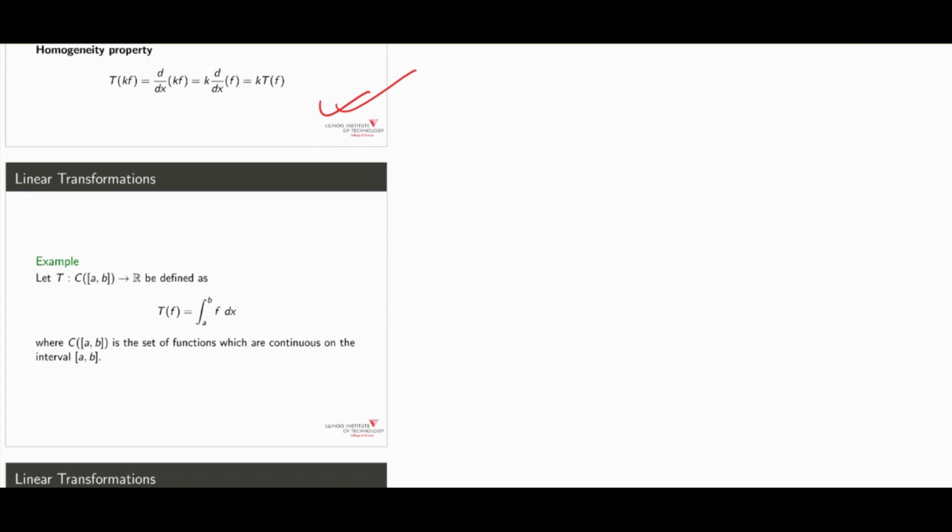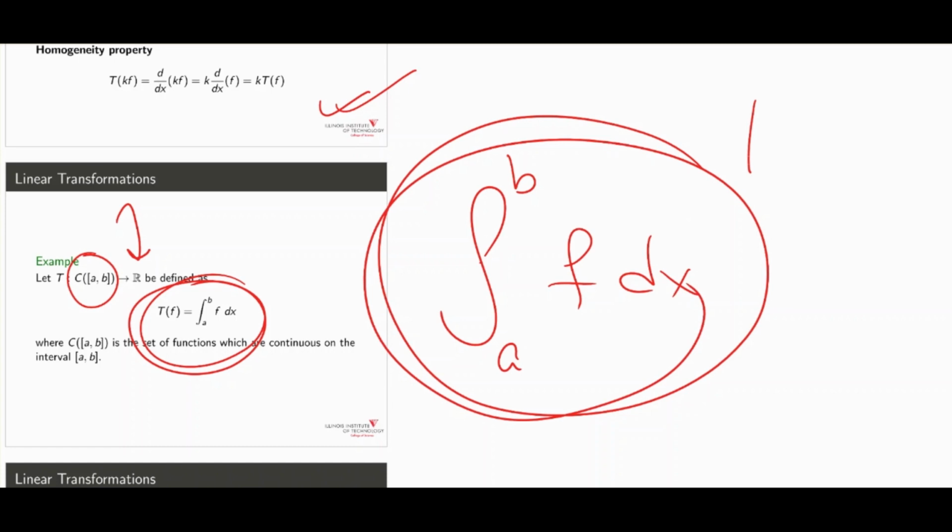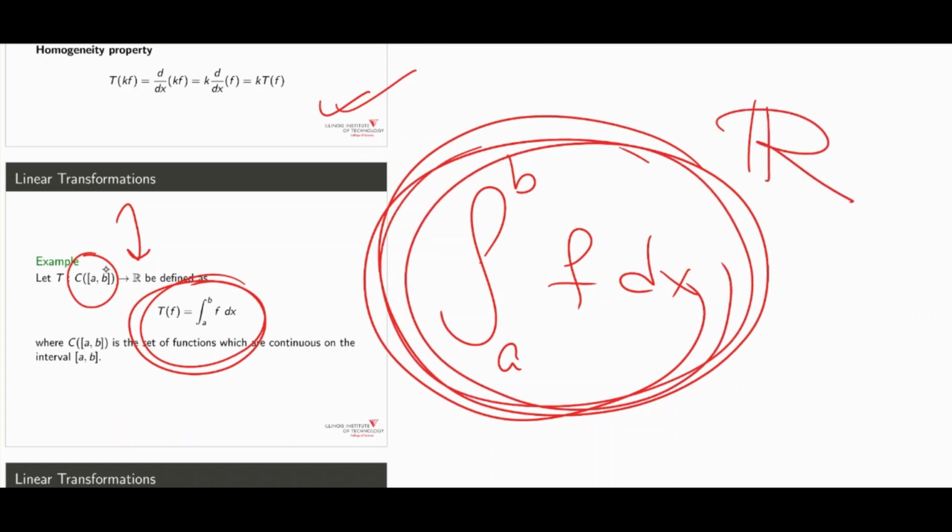Let's look at the last example right here. This is a transformation that takes a continuous function and maps it to a number. So you can also take a function and map it to a number, and this is how you do it. Remember, when you do integration, this is a definite integral. This will give you the area under the curve. This is a real number. It looks very complicated, but it is a real number. You should know it from calculus.